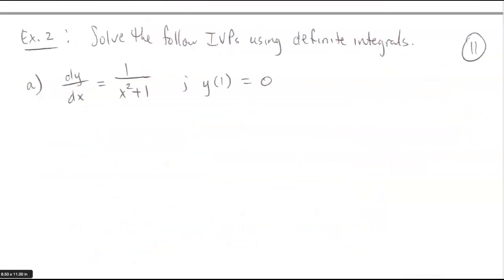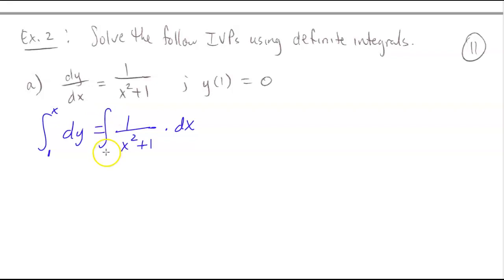All right, so for our next example, we see we have a first order directly integrable type of equation here. And so this one's pretty easy to do. We could rewrite this as dy is equal to 1 over x squared plus 1 times dx. And of course, for this one, if I wanted to use a definite integral to do it, I could do it this way. So let's say I'll do this, and I'll go from 1 to x here. And let's say 1 to x there.